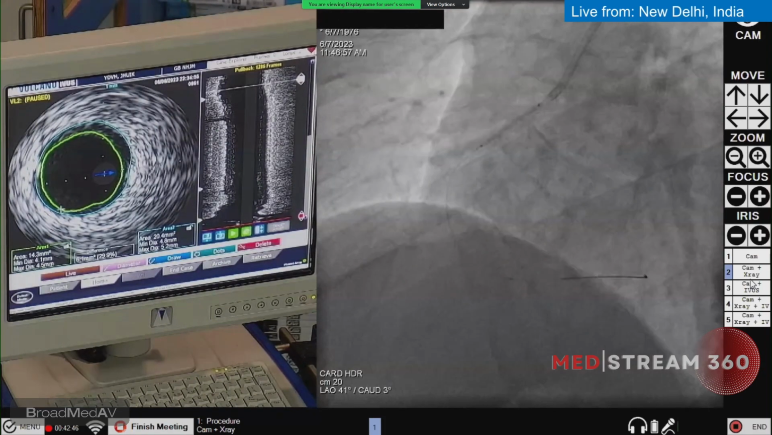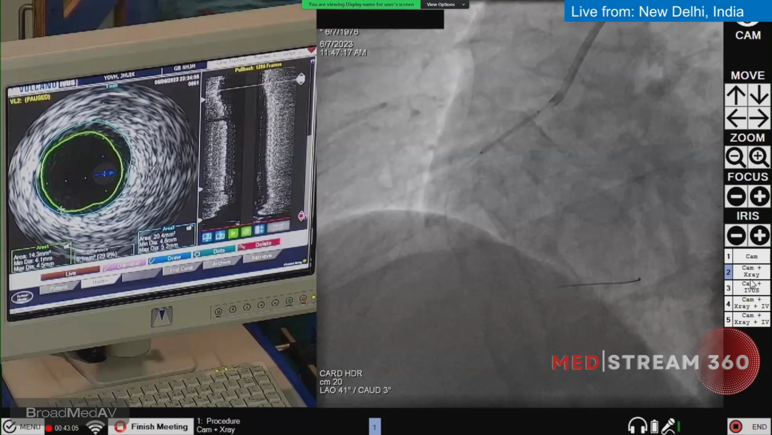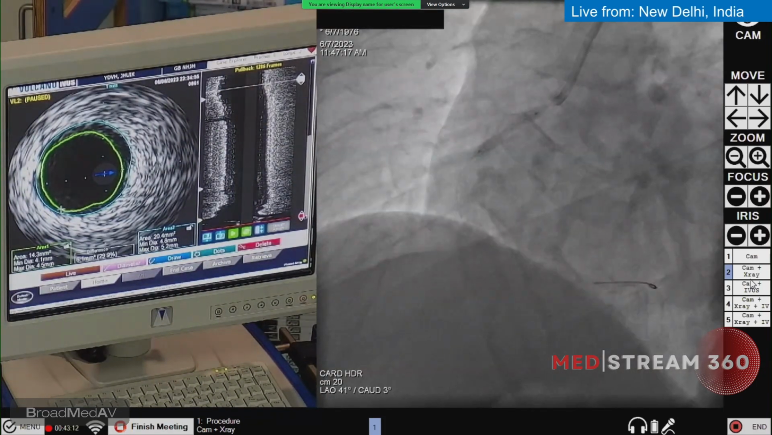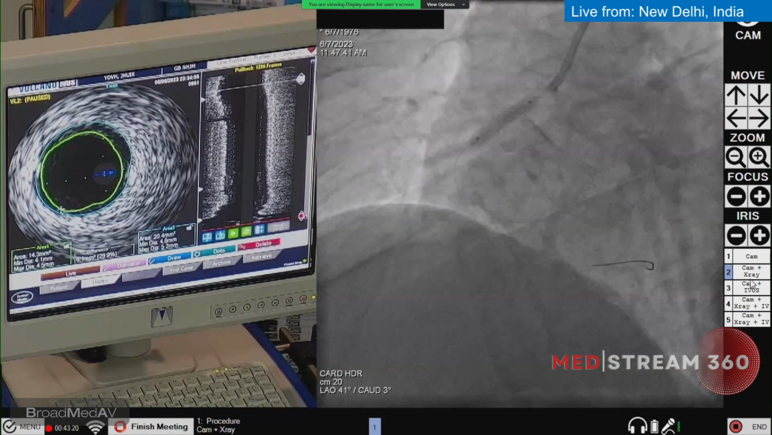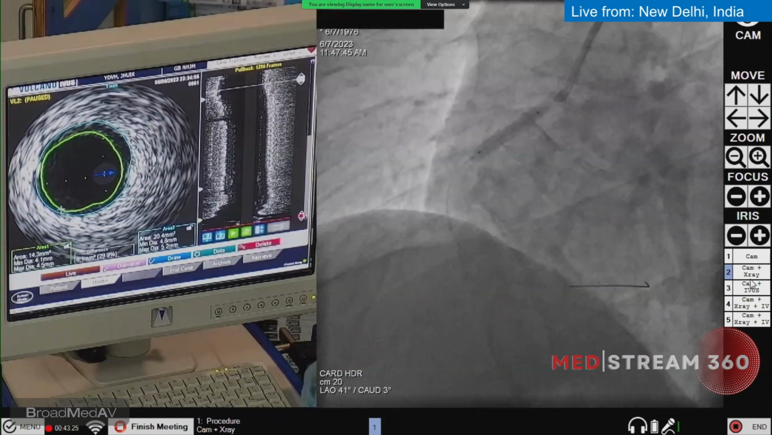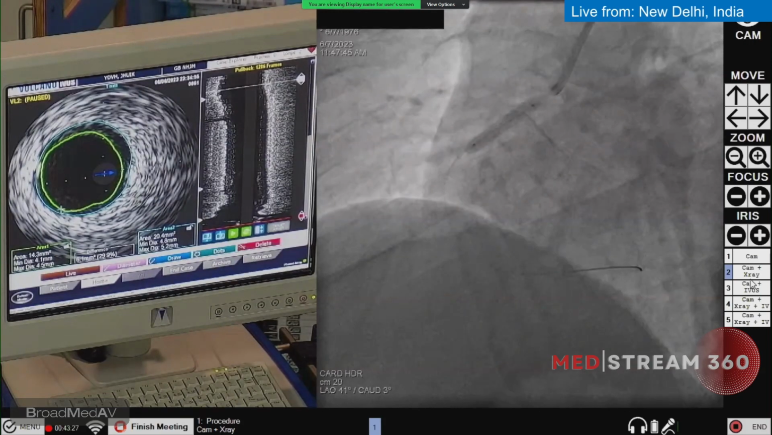So this looks fine. Check please. Yeah, this is fine. 1, 2, 3, 4, 5, 6, 7, 8, 9, and 10. How much is the nominal for this? 9. We have gone up to 11. I won't go too much, because it's a very big size stent.